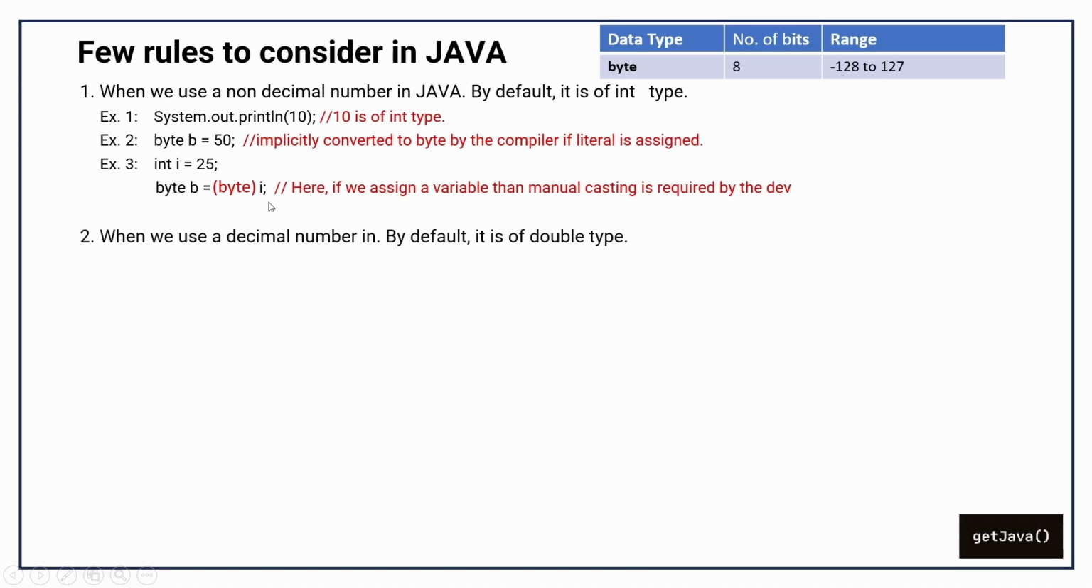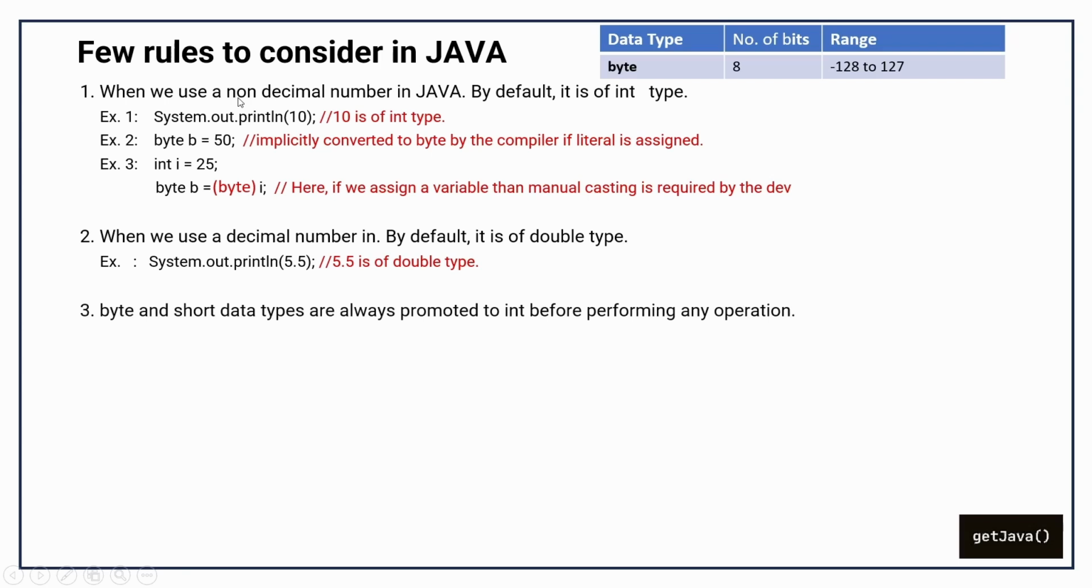Now, what is the second rule? When we use a decimal number in Java, by default it is of double type. So whenever we are using, for example, 5.5, it is always considered to be of double type.